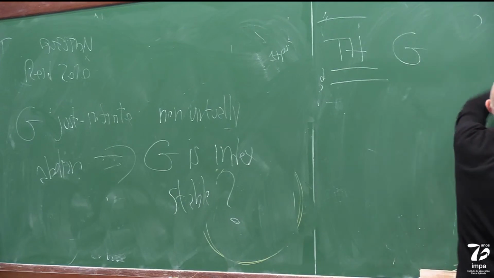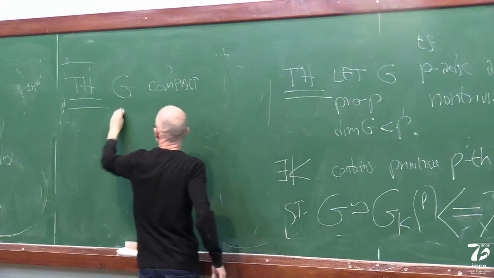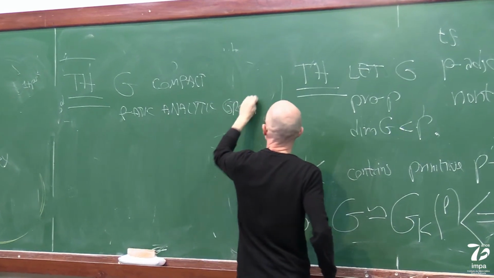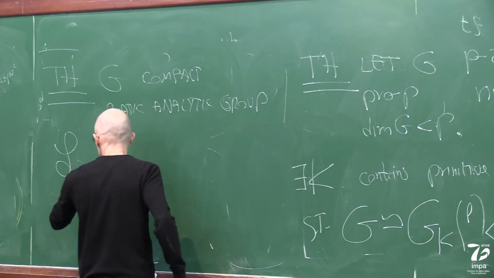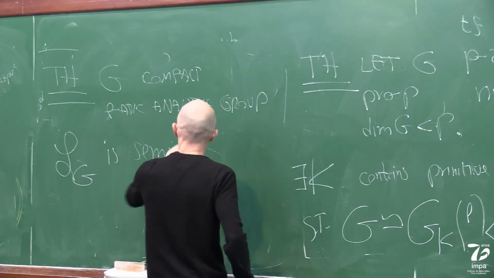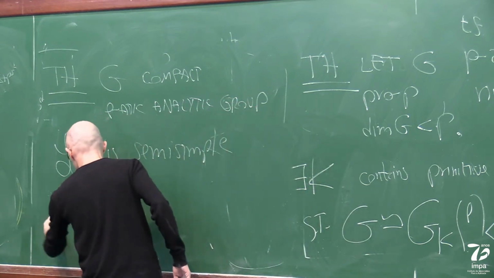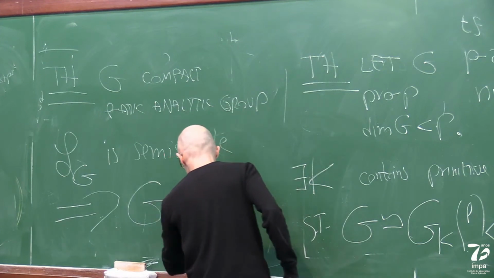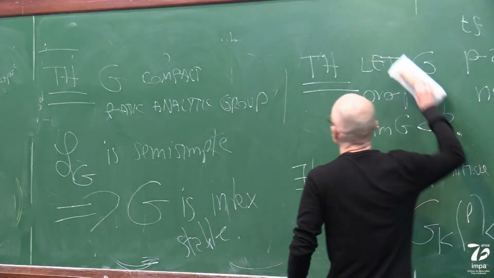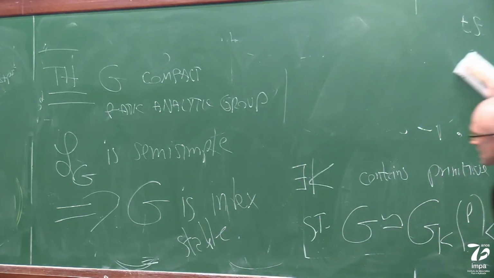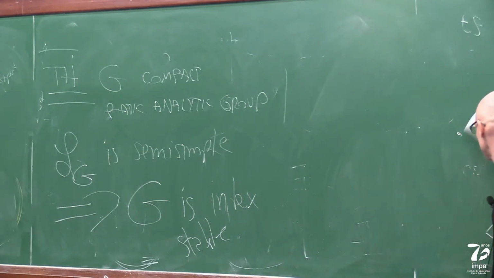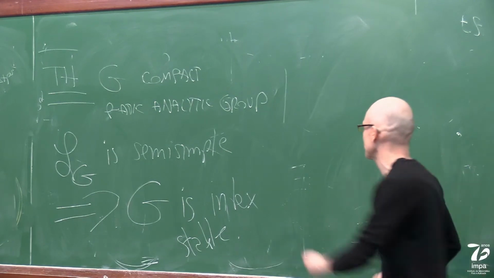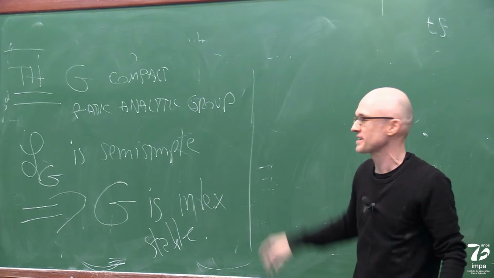We take G, a compact p-adic analytic group. We assume that L(G), the associated Lie algebra, is semi-simple. Then G is index stable. And the nice thing about this story is that a couple of weeks after we pre-published this result on the arXiv, we got an email from Jean-Pierre Serre just commenting on these results, and in a few lines he gave the proof of a more general result than this.